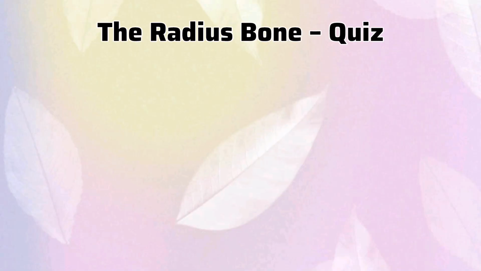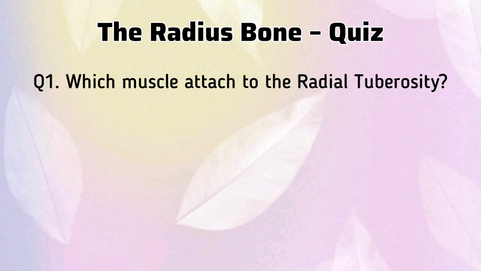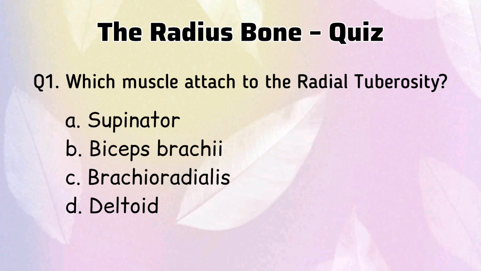Now let's test what we learned with some questions. Comment your answers below. Question number 1. Which muscle attaches to the radial tuberosity? The correct answer will be biceps brachii.